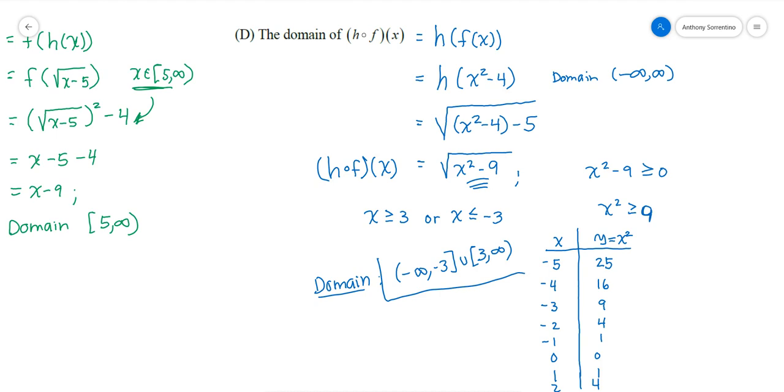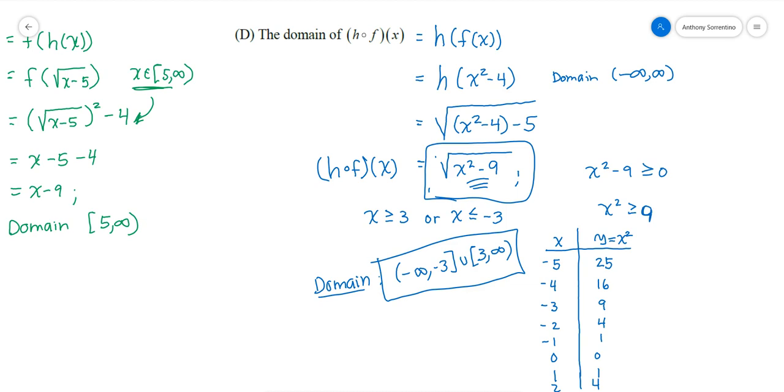And so that's my domain for this function. And it's not because I needed that for this function to work to begin with. F of x was able to work with any real number. It's just that now what I end up with as a result, only numbers that are less than or equal to -3 or greater than or equal to 3 can work in this new function that we got. So I have to account for that. So that's the difference when you handle compositions.